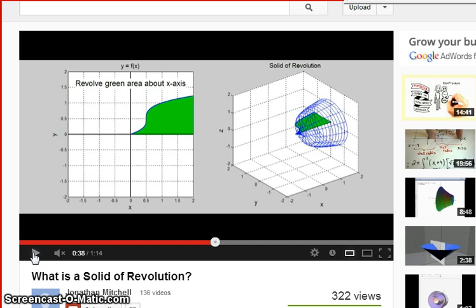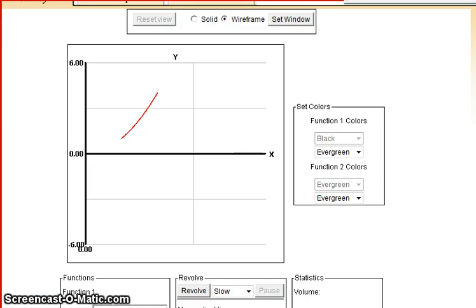So I would like to start with example 3 from the book. This is on page 380. And let me just read it for you. It says, find the volume of a solid of revolution obtained by rotating the first quadrant region S bounded by the curve y equals x squared and the lines x equals 1 and x equals 2 about the x-axis. Alright, that's wordy. Here's what they said.